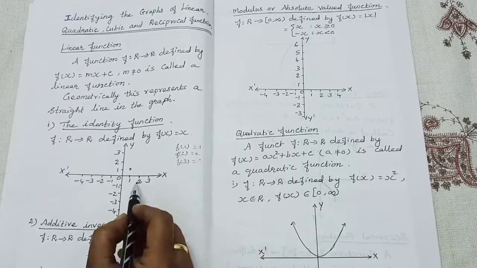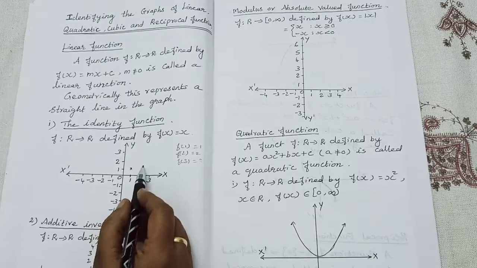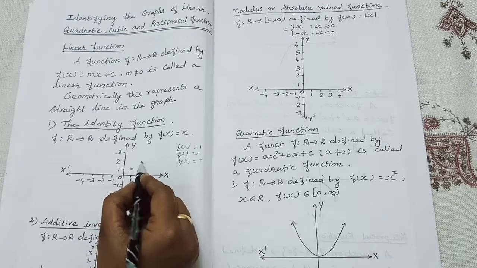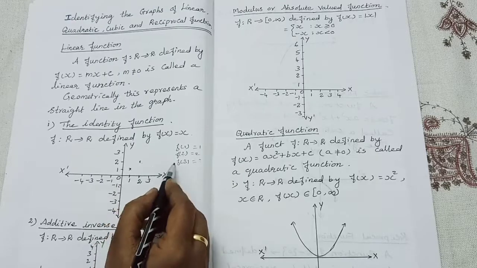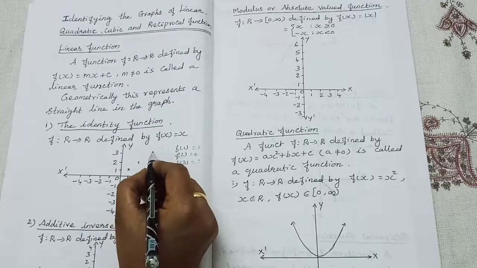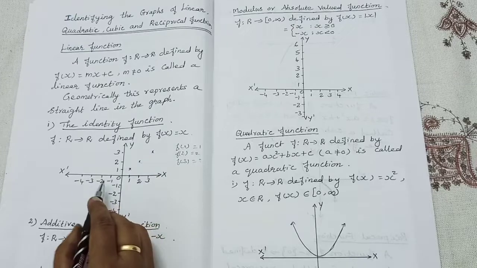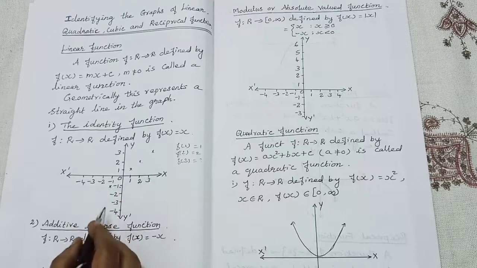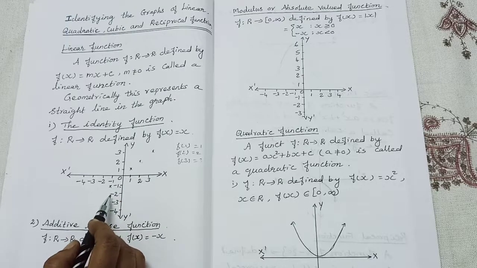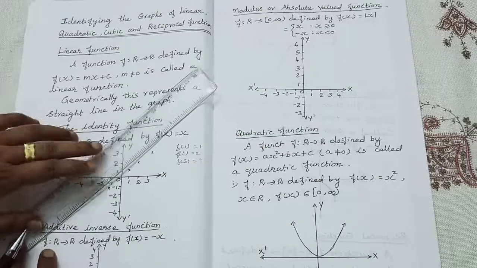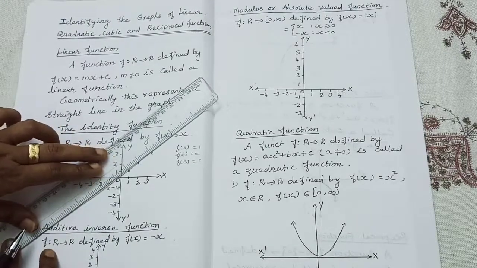Then f of 2, x is 2 on the x axis, then on the y axis what's the value? 2. Okay, then here also 2 we will get. When x equal to 3, y is also 3. Okay, suppose x is equal to minus 1. If you take that, then y or f of x, what's the value we will get? Minus 1, isn't it? So you have to join these points. We will get a straight line.